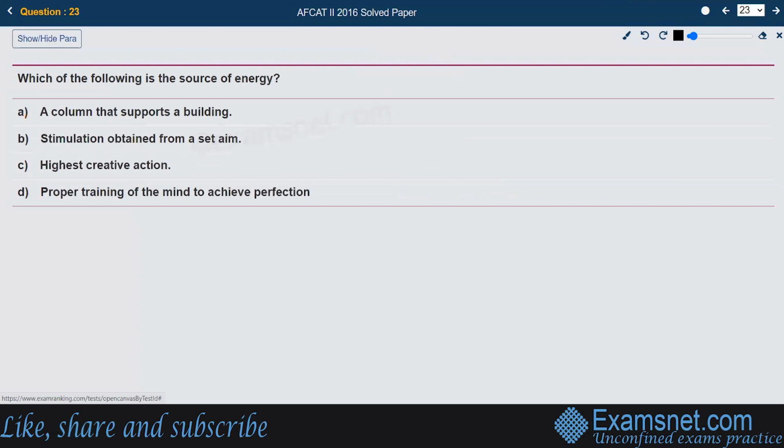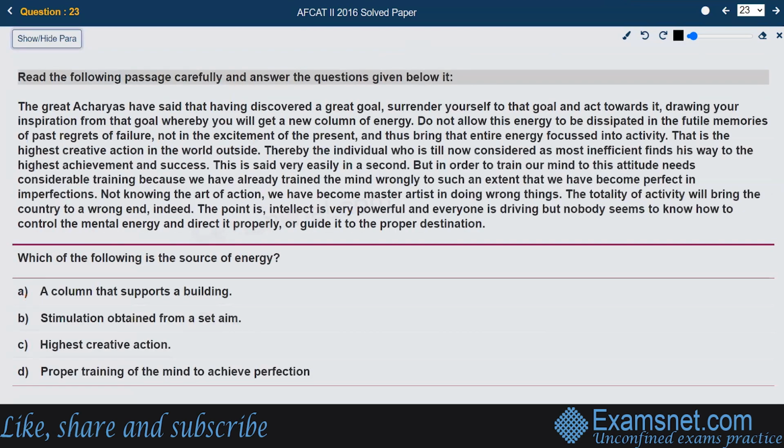Now, there's a paragraph given to us. We are supposed to read the paragraph and answer the questions that follow. So let us read the paragraph. The great acharyas have said that having discovered a great goal, surrender yourself. Surrender means to submit to that goal and act towards it, drawing your inspiration from that goal, whereby you will get a new column of energy.